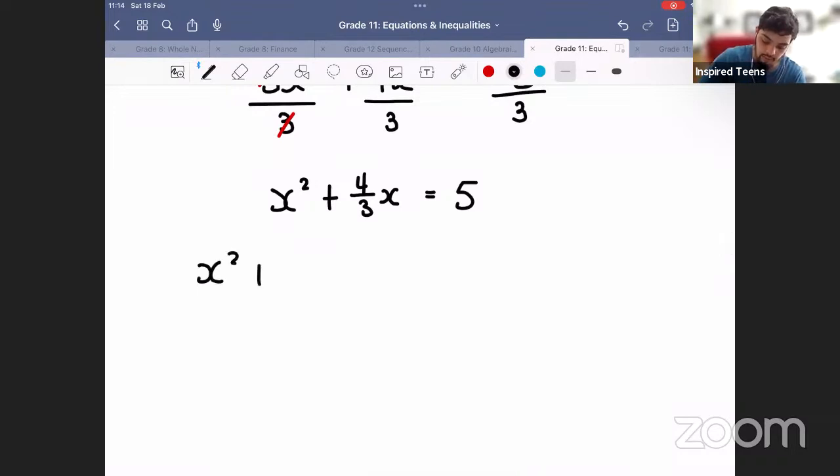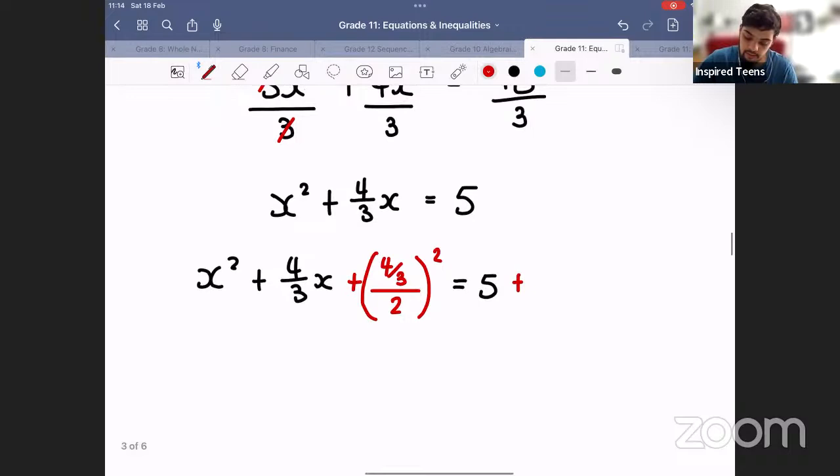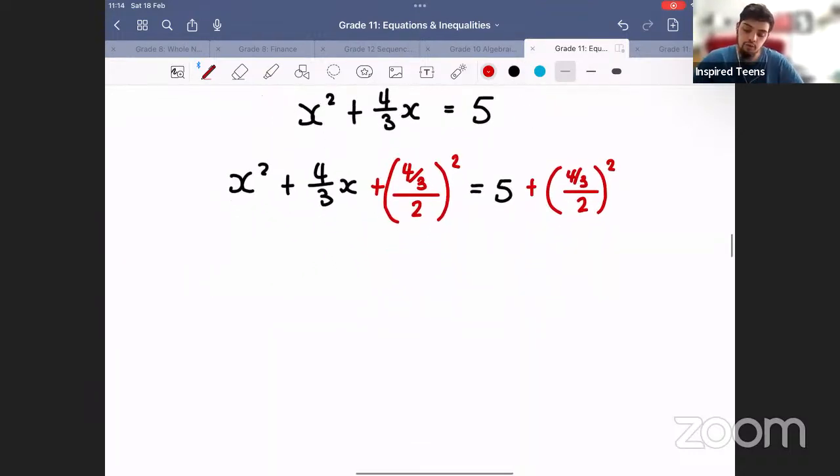I have x squared plus, with b, 4 over 3x. Then I need to say b over 2, so I can do it like this, plus 4 over 3 all over 2, squared. Okay, you can utilize your calculator for this. Alternatively, you can use your brain, whichever. And then 5 plus the same thing on both sides. B over 2 squared. Okay, so we've added b over 2 squared to both sides.